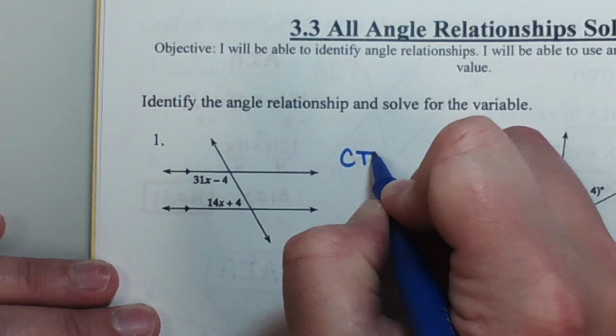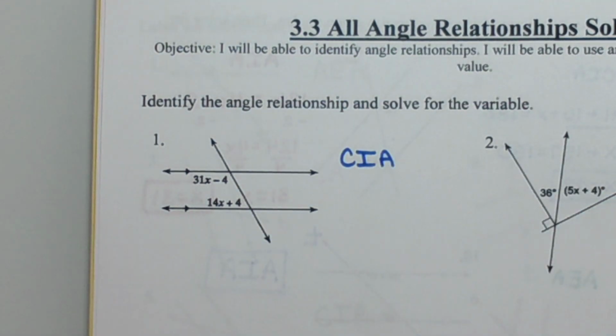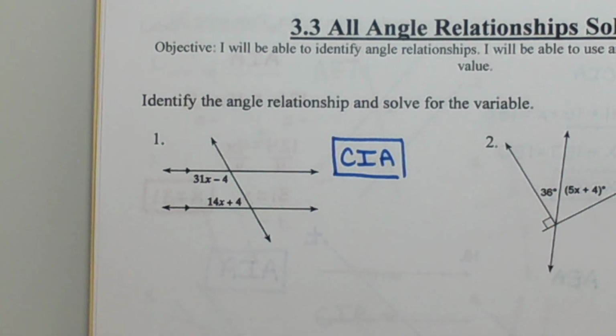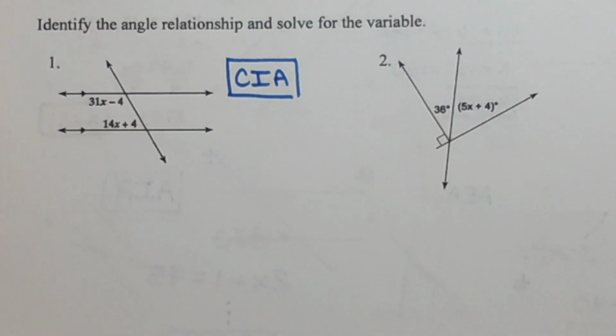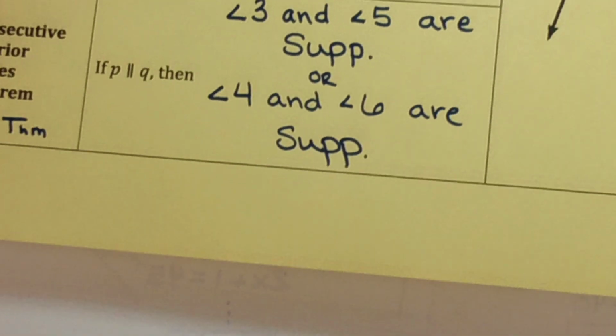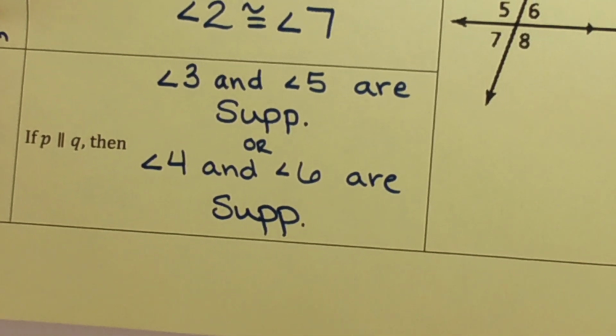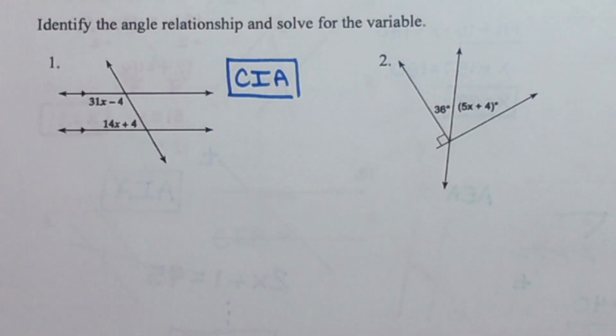So that's the first thing it wants. So what is the angle relationship? And then it wants you to solve. From there, solving is dependent upon what the relationship between CIA angles is. And CIA angles are... No. Supplementary. And supplementary means they do what? Add up to 180.